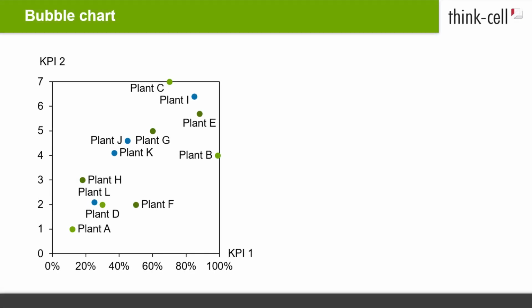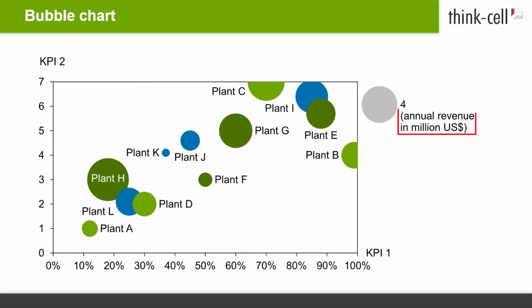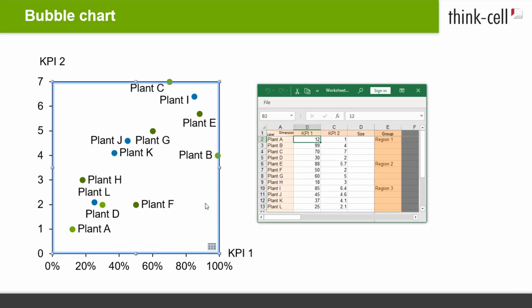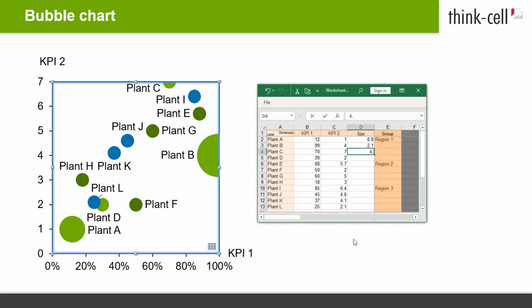But let's return to the previous example and assume you would like to augment your chart by adding annual revenue as a third data series to it. Thus, you transform your scatter into a bubble chart in which the size of the bubbles represents the annual revenue. So, double-click on the chart to open the datasheet. As the values for KPI 1 on the X and for KPI 2 on the Y-axis are already inserted, start entering the annual revenue for each plant in the Size column.